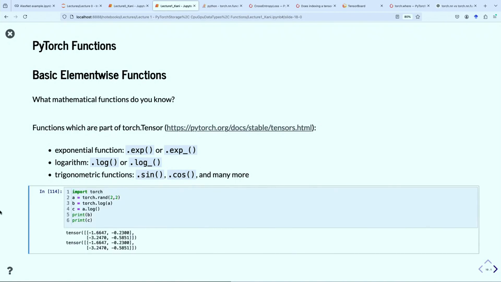If you initialize a random variable, you can take the log by returning a new tensor, or you could take the log by using the tensor function. Both of them return the same value. Okay, so hopefully that makes sense.